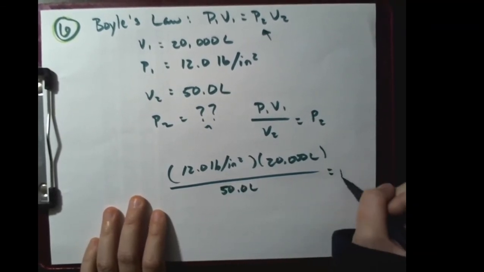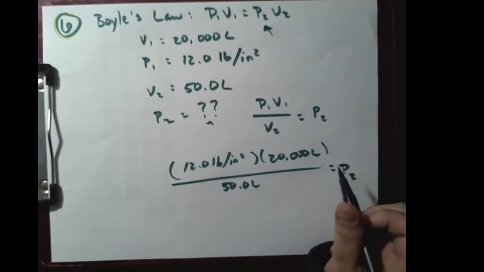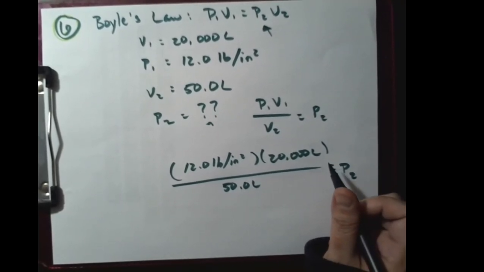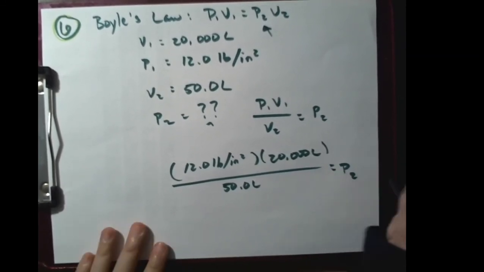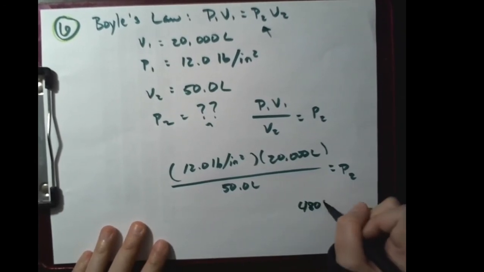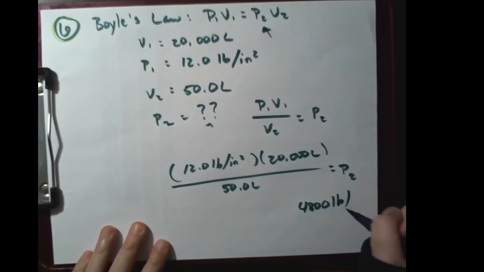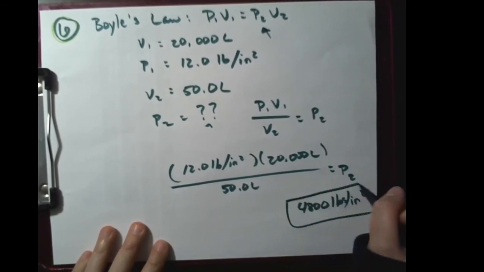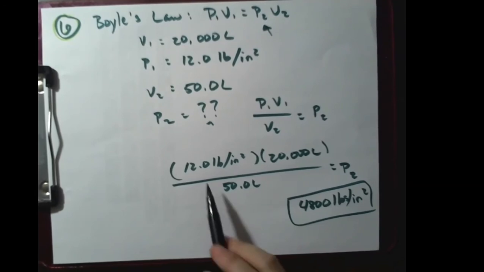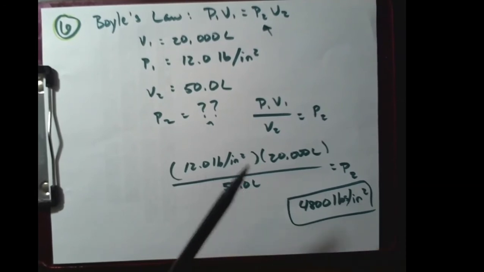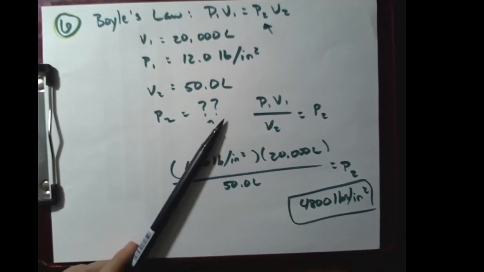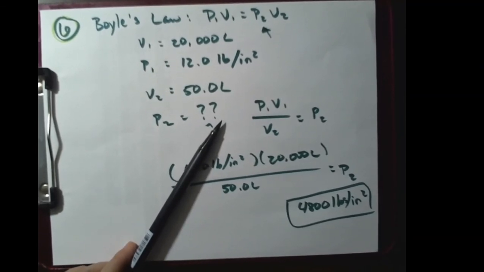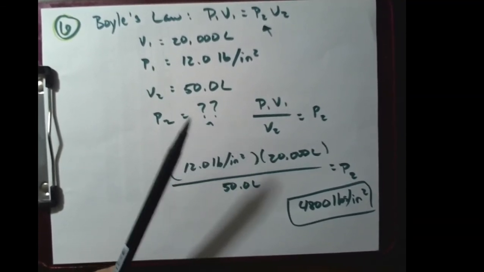our final pressure. It's going to be 4,800 pounds per inch squared. And then significant figures, 4,800. Is that right? Let's check. Yeah, that's right.